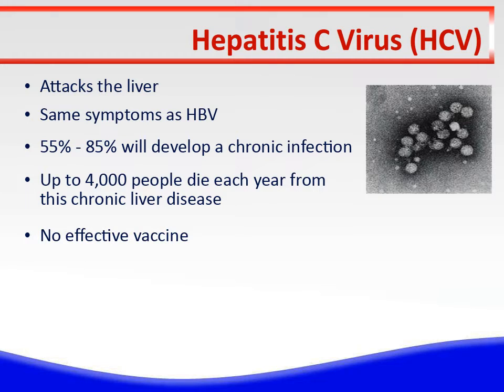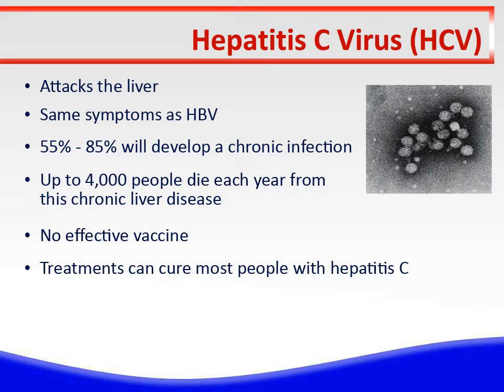While there is no vaccine for hepatitis C, the best way to prevent infection is to avoid the behaviors that can spread the disease. According to the CDC, getting tested for hepatitis C is important because treatments can cure most people with hepatitis C in 8 to 12 weeks.